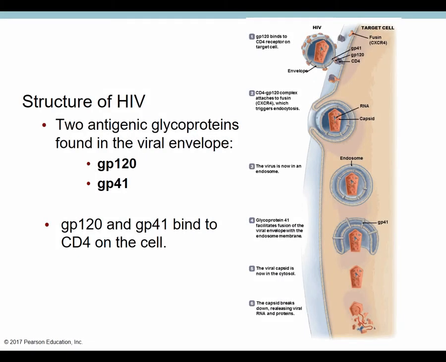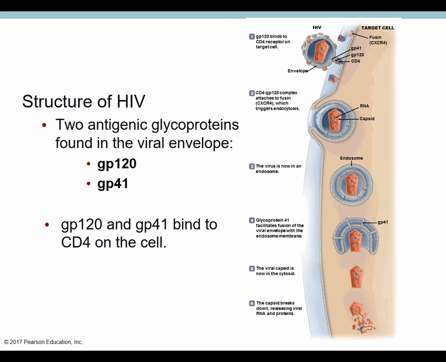All right, so we are on slide 18 of the chapter 25 PowerPoint lecture. We were looking at the structure of HIV. There are two glycoproteins on the virus, on the envelope of the virus. They're called GP41 and GP120.